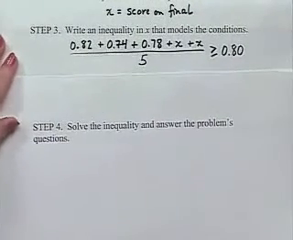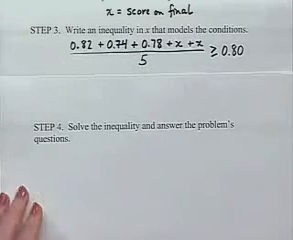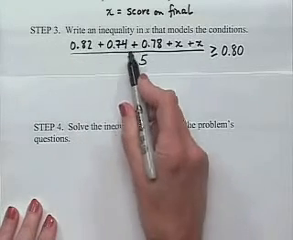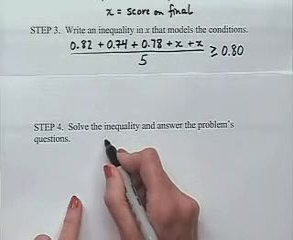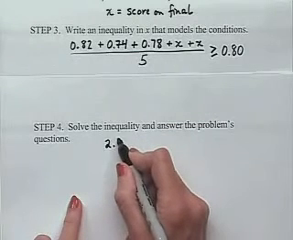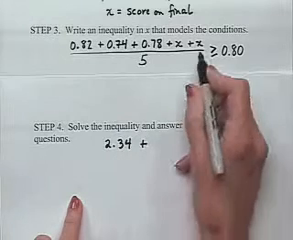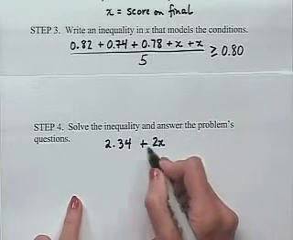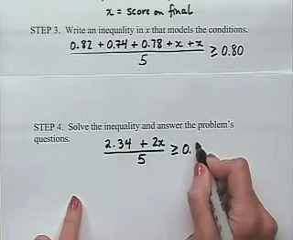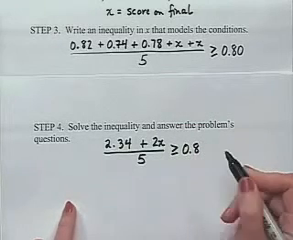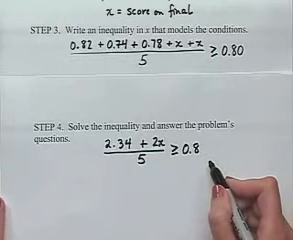In our next step, step 4, solve the inequality and answer the problem's questions. We'll begin by adding together our percentages that we know. That ends up giving us 2.34 plus x gives us 2x. And we're dividing by 5, and that needs to be greater than or equal to 0.8. I'm just leaving off the 0 in that expression.